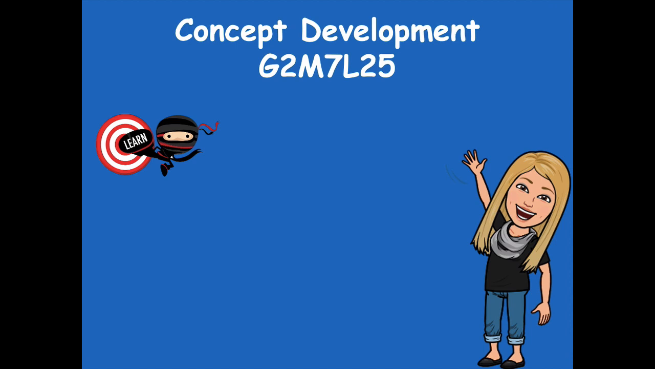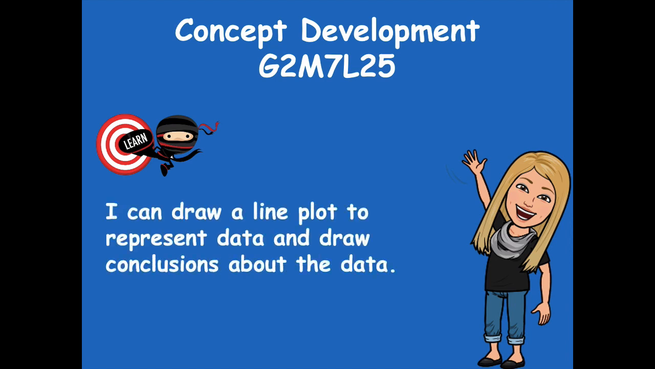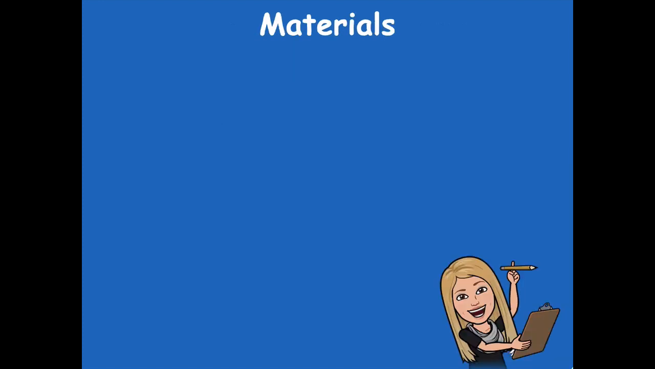For our lesson today, we're going to continue talking about line plots. Our learning goal for today says, I can draw a line plot to represent data and draw conclusions about the data. Because remember, we need to be able to understand the data that's in our line plot. The materials that you'll need for this lesson are your dry erase board. If you don't have a dry erase board, just grab a piece of paper.